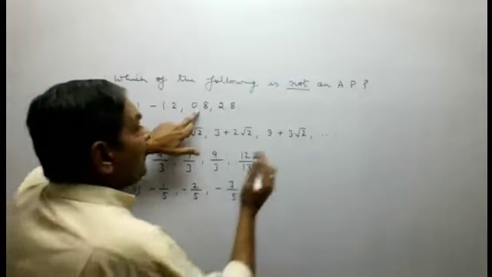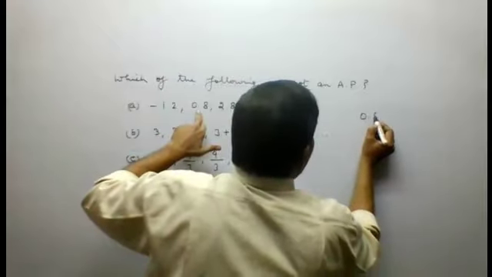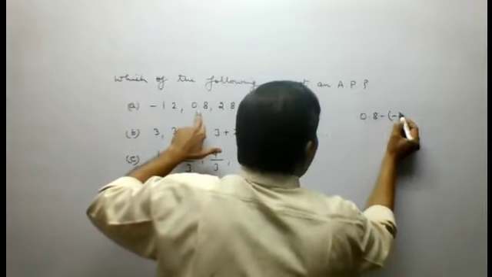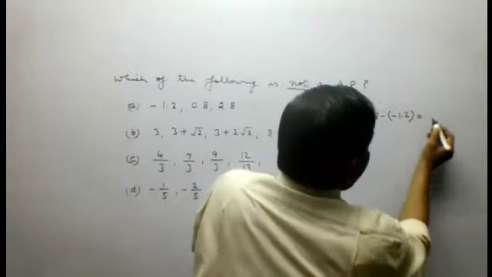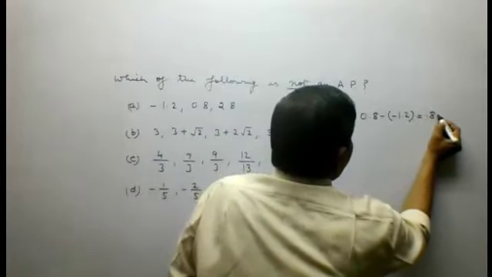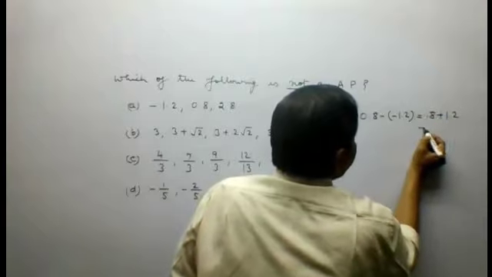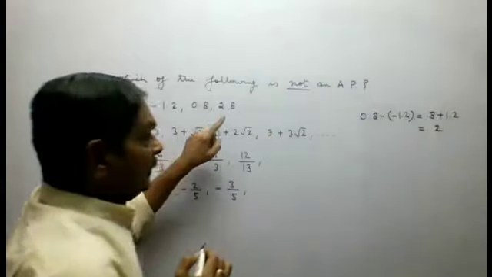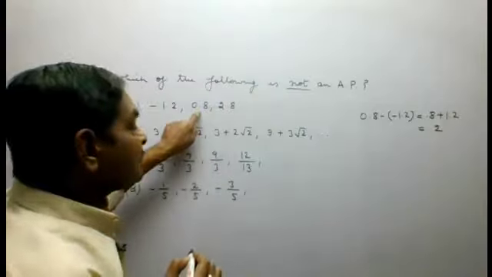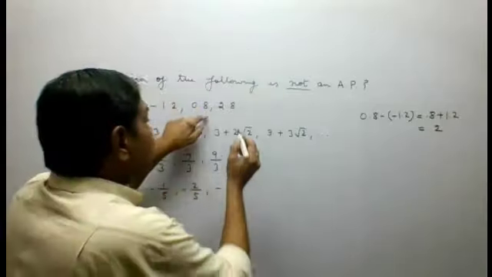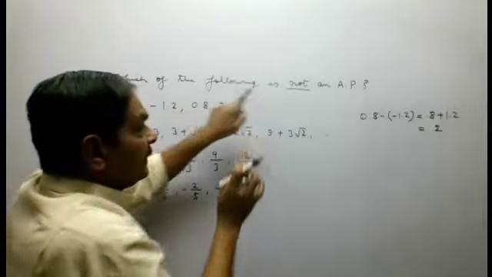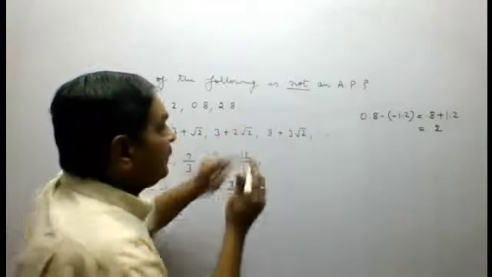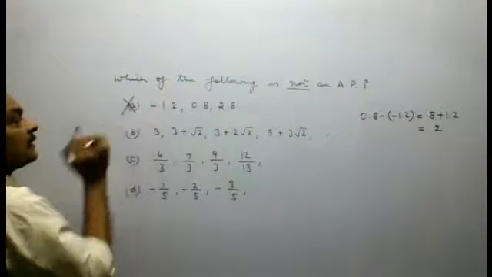So 0.8 minus 1.2. This gives me 0.8 plus 1.2, which means equal to 2. Now 2.8 minus 0.8 is also 2. So this is an AP. So this cannot be the answer. This is our AP. We have to find which is not AP. So this is not the correct answer.